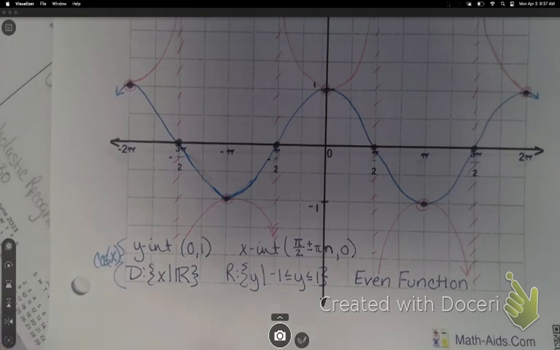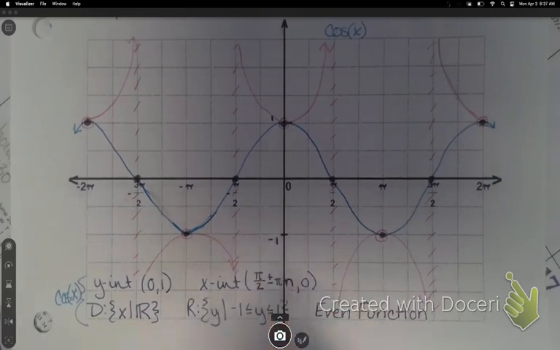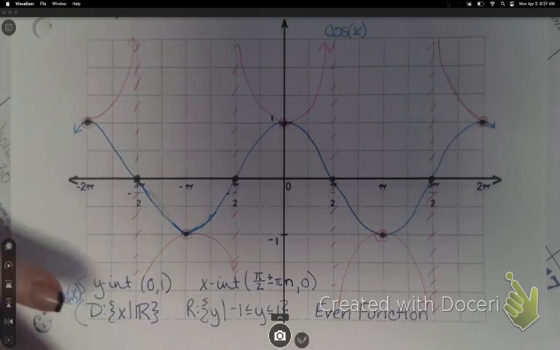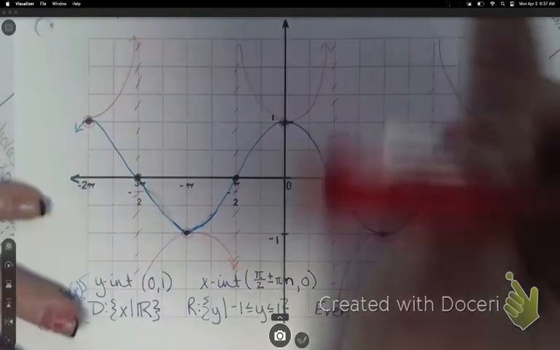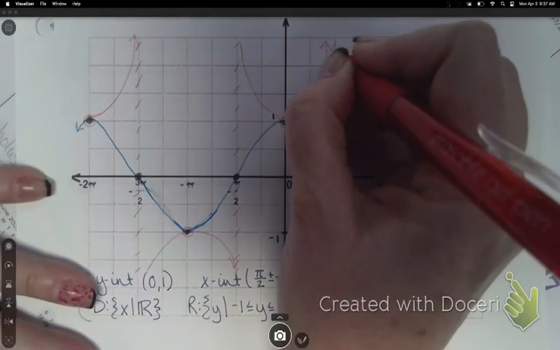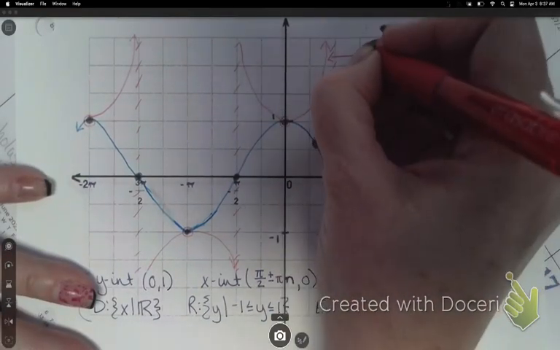Does yours look like that? Almost. Layden, does yours look like mine? Yeah. Yeah? Close enough. It's about as close as you're going to get, right? So this red is secant.